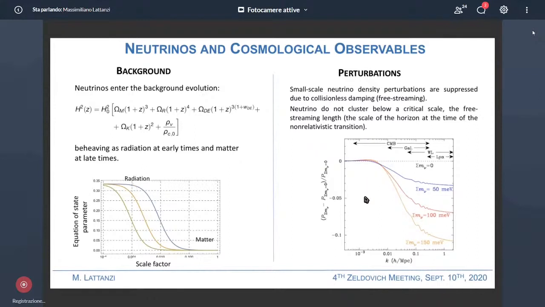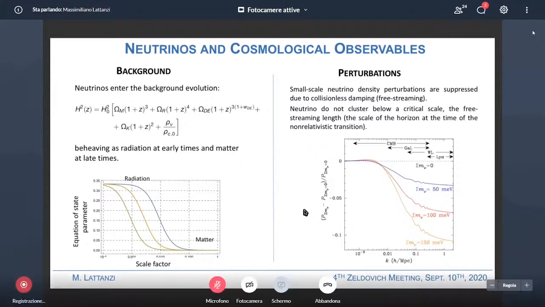And here you can see the effect on the power spectrum. This is the matter power spectrum as a function of wave number, normalized. It's the difference between the power spectrum of a universe with neutrinos and the power spectrum of a universe with massless neutrinos, normalized to the case with massless neutrinos.